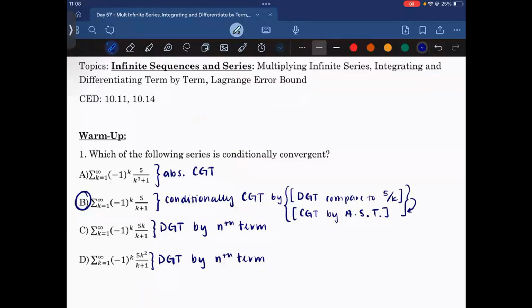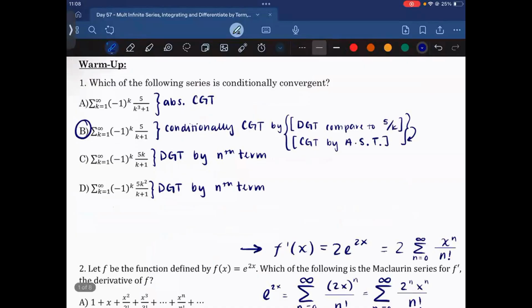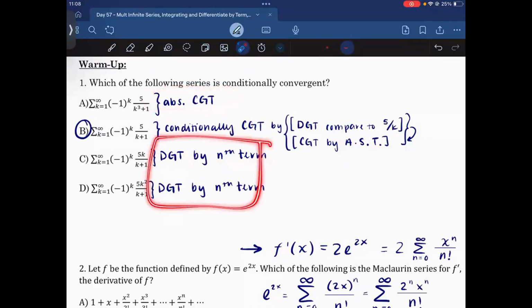These notes are going to be about multiplying infinite series, integrating and differentiating term by term, and the Lagrange error bound. The warm-up today is just some review over the series test for convergence or divergence. This is conditionally convergent, and these two are both divergent by the nth term test, and this is the only one that is conditionally convergent.